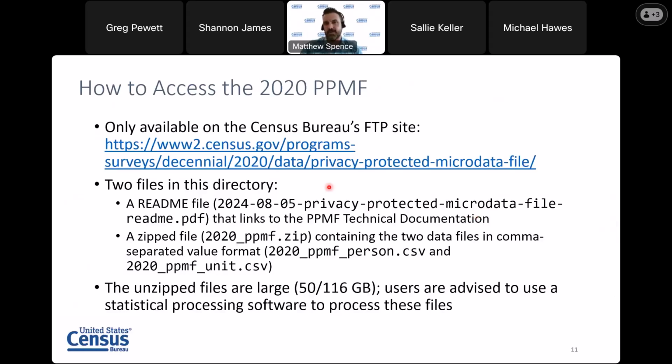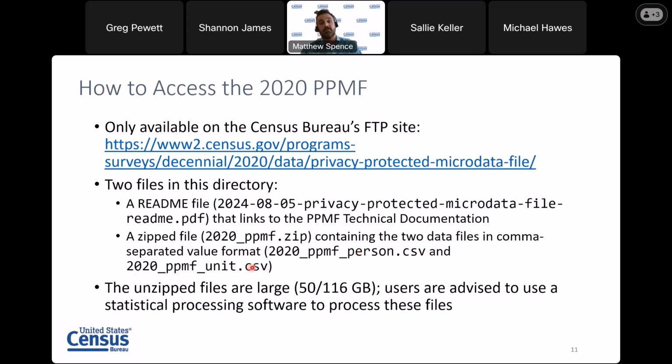Okay. So currently the FTP server is the only place to get the privacy protected microdata file. These are large files. They are 6.9 gigabytes, so it might take a little while to download, even if you have high-speed internet. You'll download the zipped file, which contains two data files: a person file labeled 2020 PPMF person.csv and the housing unit file 2020 PPMF unit CSV.